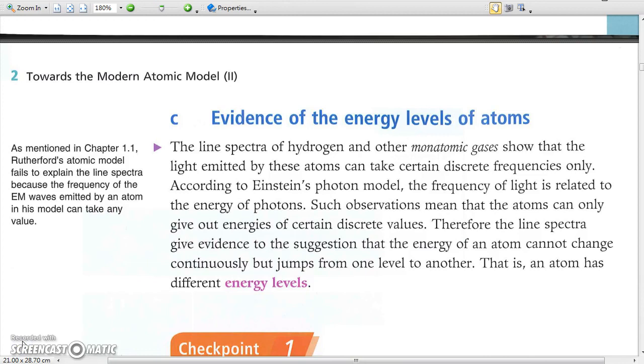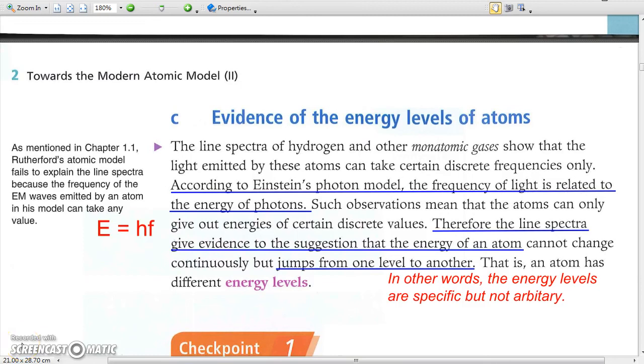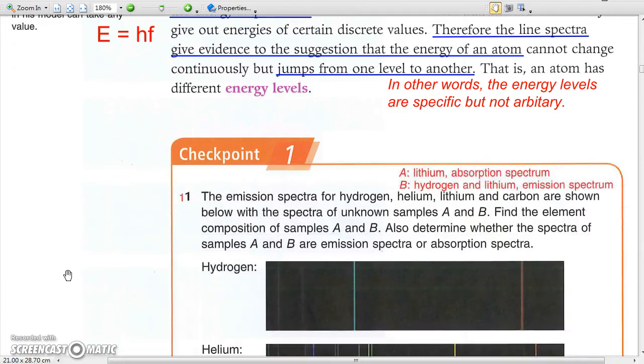C. Evidence of the energy levels of atoms. According to the photon model, the frequency of a photon determines its energy. So light spectra suggest that atoms of the same element allow electron transitions between certain energy levels only. In other words, the energy levels of an atom are specific, but not arbitrary. And now we know that the orbits allowed for electrons to perform circular motions must satisfy certain conditions. Do Check Point 1 below.